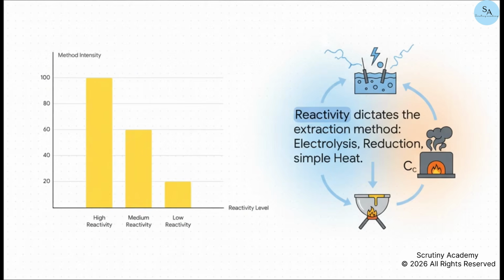And here is where that reactivity series we talked about really pays off. It all makes sense now. Your highly reactive metals are so stubborn, you need to blast them apart with a ton of electricity. That's electrolysis. The medium guys can be coaxed out with a chemical reaction called reduction, usually with carbon. And the least reactive metals, they're so weakly bonded that just heating them up is usually enough.